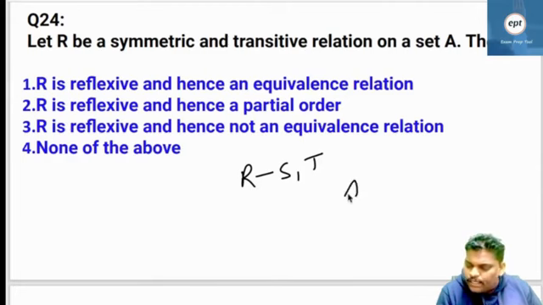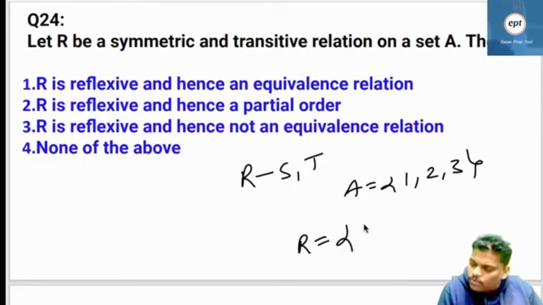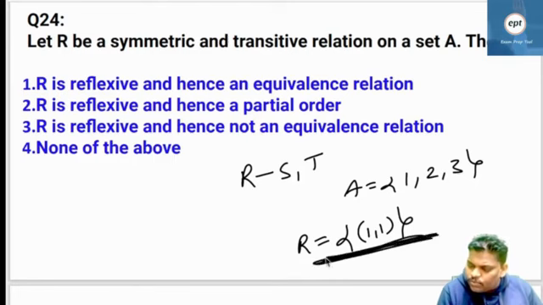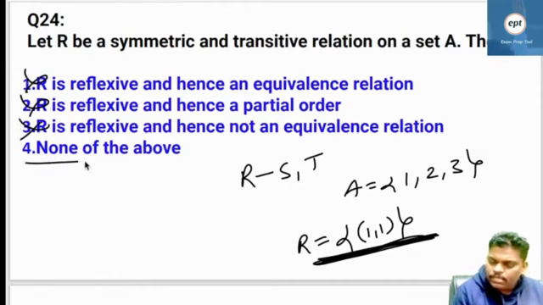What about this one? Set A is equal to {1, 2, 3}. Relation R is equal to {(1,1)}. Is it symmetric? Yes. Is it transitive? Yes. But it is not reflexive. So is R reflexive? No. So the answer is none of these.